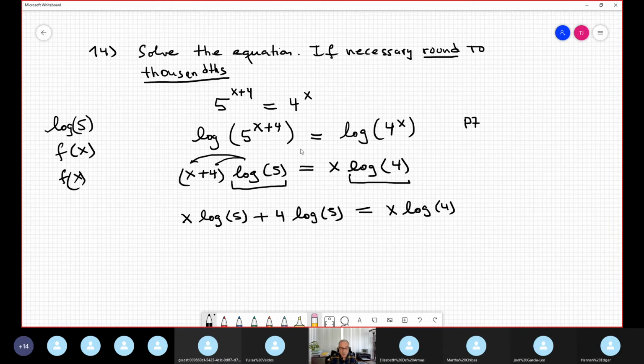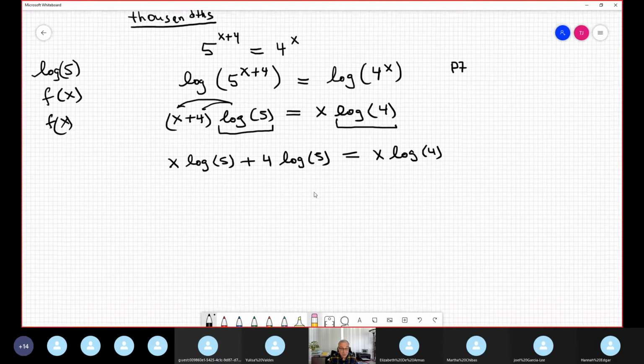I want to manipulate this. At this moment, we have no exponential equation anymore. We have a linear equation, and you solve it like a linear equation. Suppose you temporarily forget the word log. We have 5x plus 4 equal 4x. Actually, it's not exactly that, because it's logarithmic, but a logarithm is just a number that we can compute with the calculator, and the manipulation is similar.